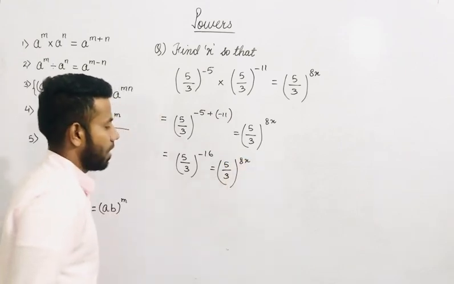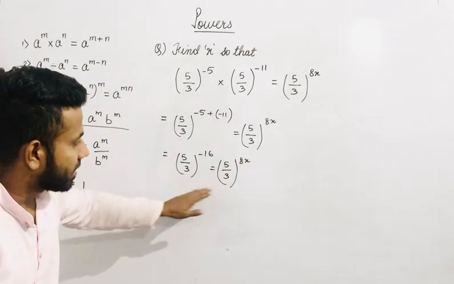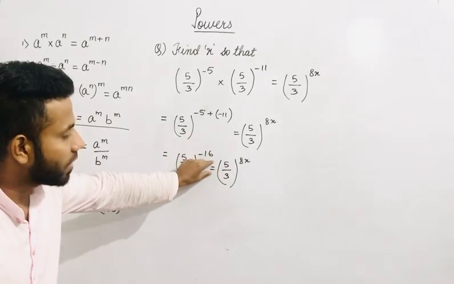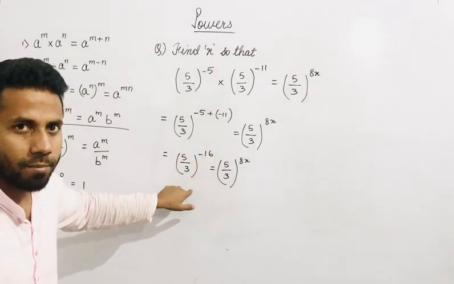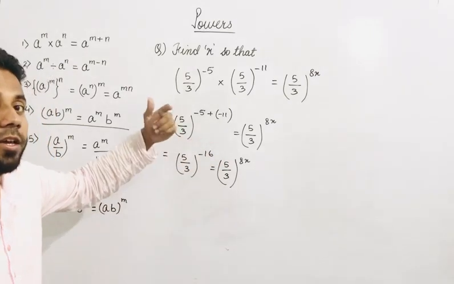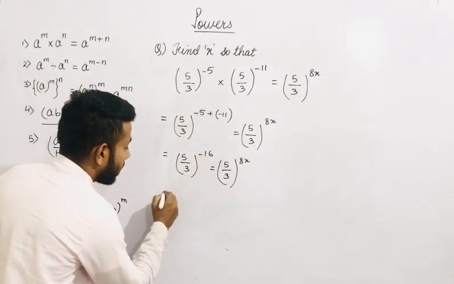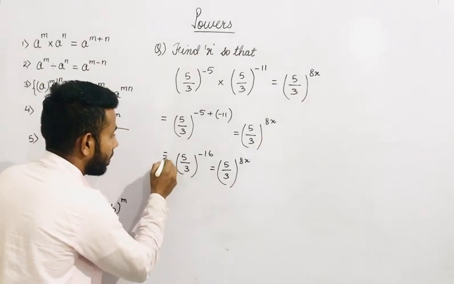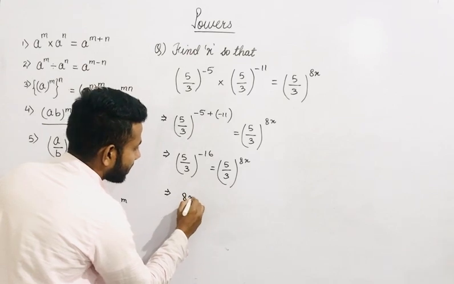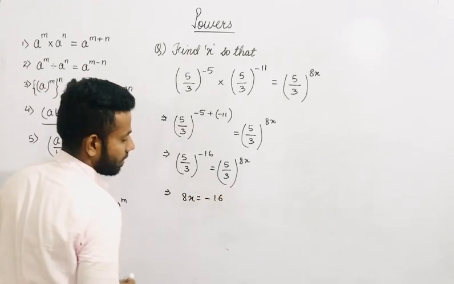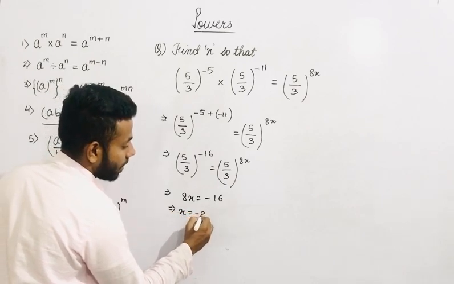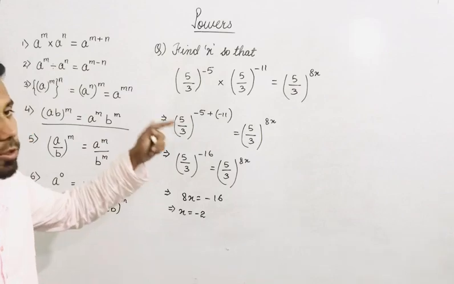Now here is the check. If bases are same and in between you have an equal to sign, you remove the bases and directly equate the powers. Then from here, what will you get? From here you can get 8x equals minus 16. Then x will be equal to minus 16 by 8, that is minus 2. This is how you will solve it.